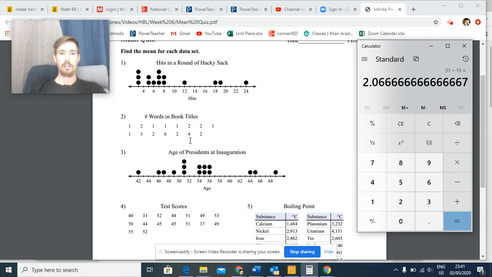If all this added up to 30, divided by 15, yep, that's 2. That's fine. But that's not what we have. That's why there needs to be some sort of decimal here.